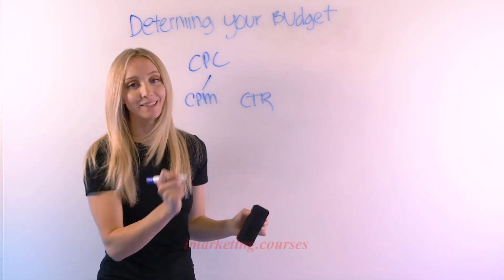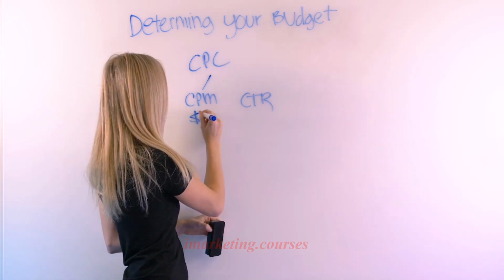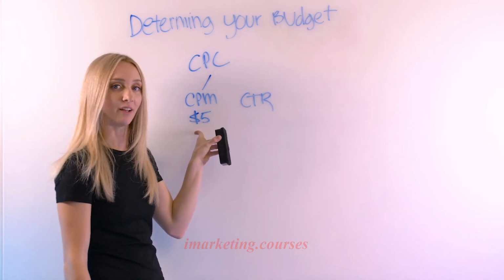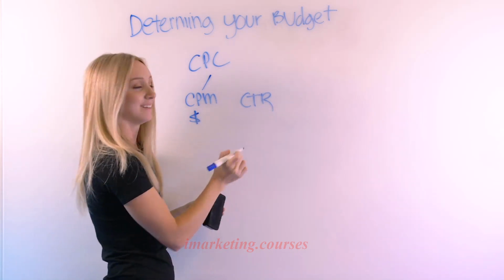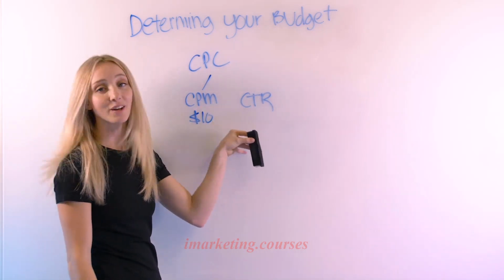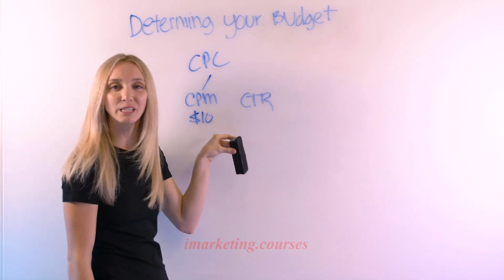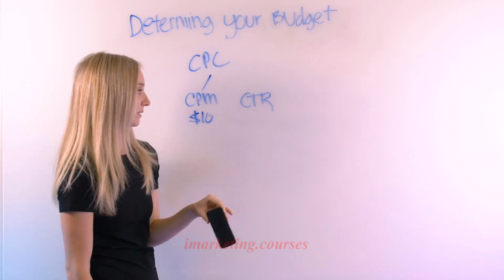So let's say in this example, my CPM is $5. So my cost to reach 1,000 people. Actually, I'm gonna use $10 because I like using my tens, hundreds, ones, $10 CPM. So maybe it's a bit more of an expensive time. We're coming into Black Friday or a big sales period.